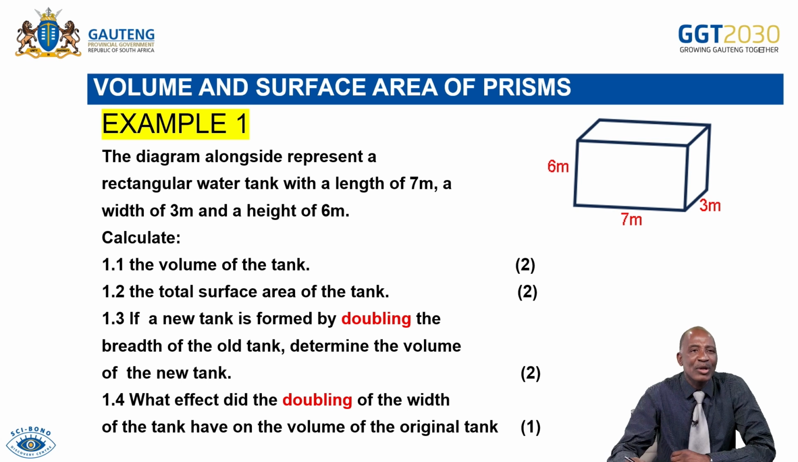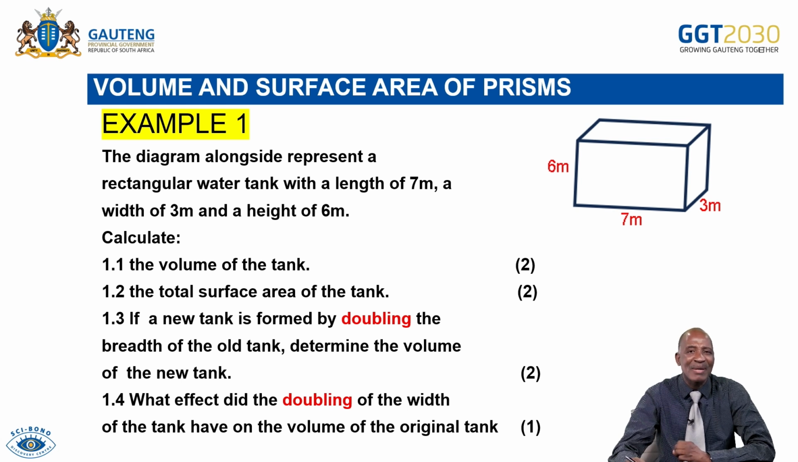Okay, then 1.2, you need to determine the total surface area of the tank. This speaks to the faces, where you are going to break down that particular shape, place the given faces flat, and then determine how much space they cover on a flat surface. Then, if a new tank is formed by doubling the breadth of the old tank, in other words, they are changing the size of the tank for some reason, they've decided to change the size by doubling the breadth of the old tank.